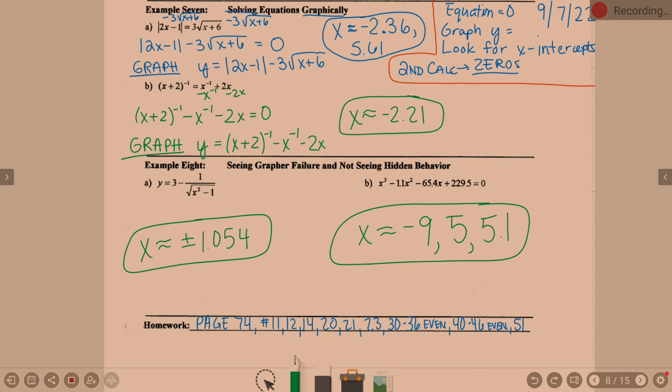So, the idea of hidden behavior here. Graph for failure, hidden behavior. It's hard for the graph to get exactly on that x-axis and whatnot. So on A, it's hard to know what's going to happen. On B, just glancing at it, could you have told me there was going to be 3 answers? Maybe, maybe not. Now, I'll tell you, I would have a guess there's 3 answers because my highest power is x to the third. X to the third means 3 total solutions, but it is not guaranteed that they are all real solutions. However, in this case, they were all real solutions.